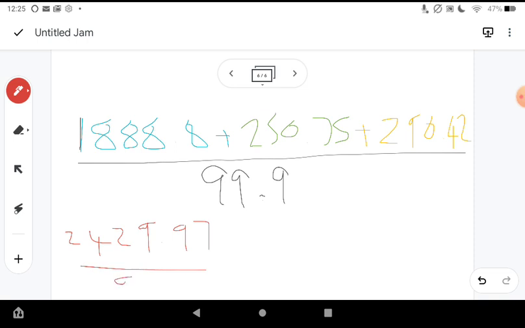2429.97 divided by 99.9. If you plug that into a calculator, you'll get 24.32. So we're going to just round it to one decimal place, three significant figures, 24.3.